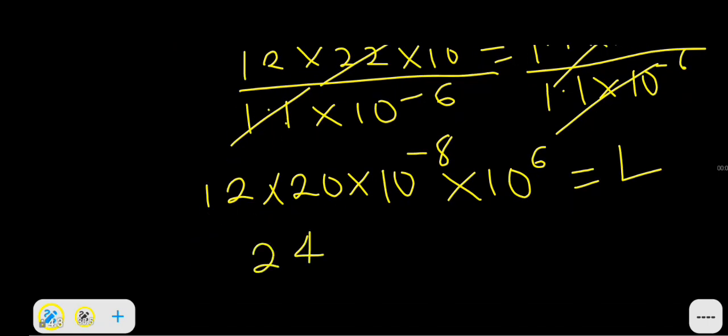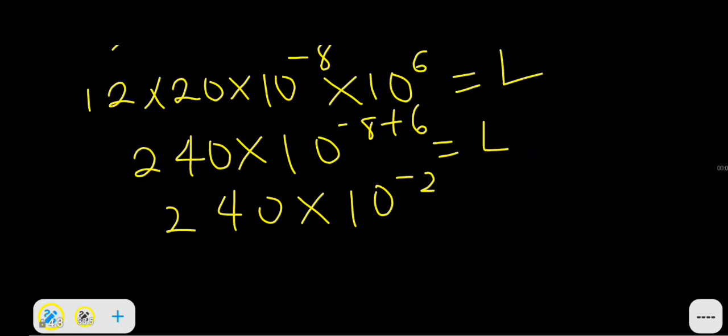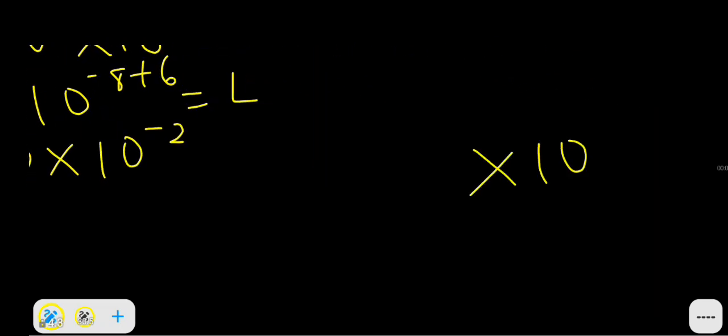So you have 240 times, then use your normal indices here, minus 8, because the base is the same, you can see 10, 10. Okay, so just add the powers, minus 8 plus 2 plus 6. That will give you 10 to the power minus 8 plus 6. So this will give you 240 times 10 to the power minus 2. So anytime you see something like times 10 to the power minus 2, it means that you are dividing that thing by 100. So if you see something like 5 times 10 to the power minus 2, it means you are doing 5 over 100.